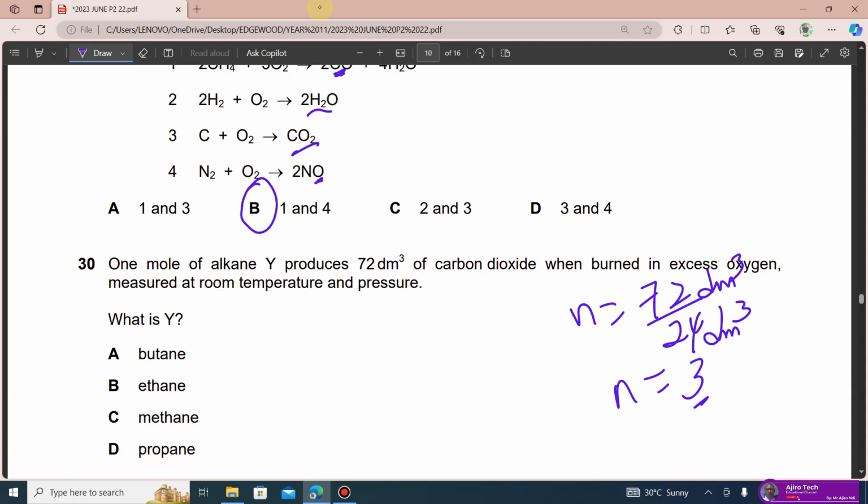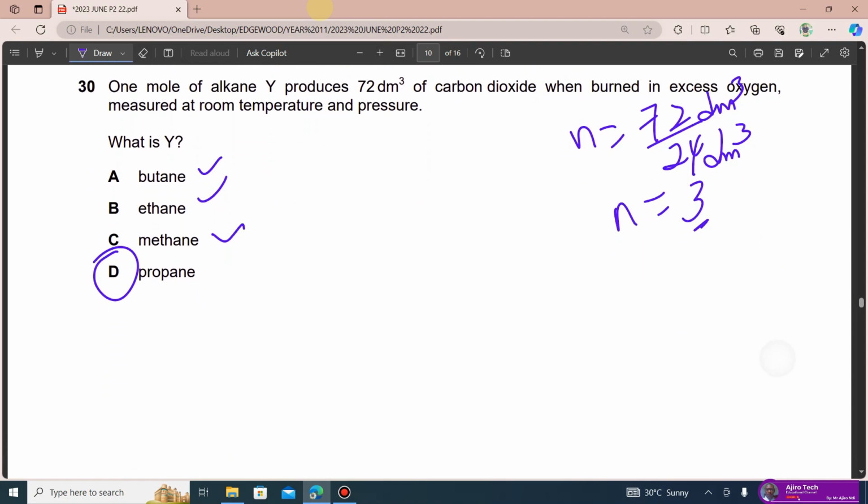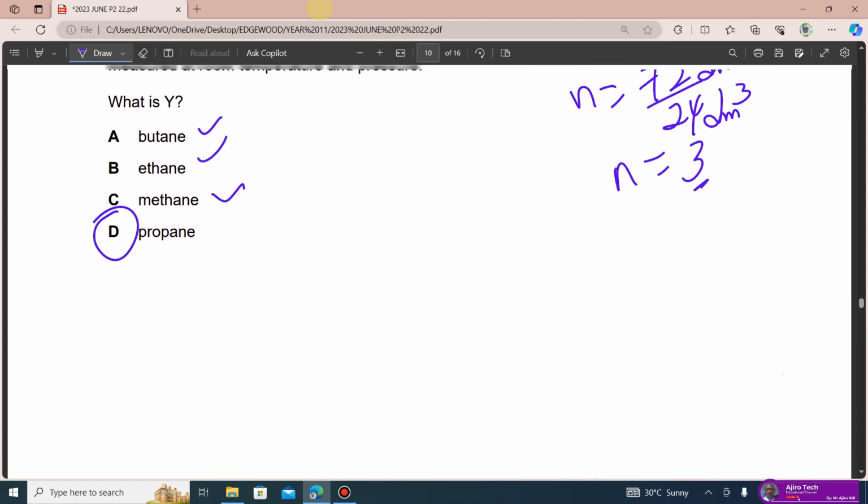So if 3 is the number of moles, you look at your options, which one is likely going to have 3 carbon atoms? You see that butane has 4, ethane 2, methane 1 carbon, but propane has 3 carbon atoms. So that is simply the easiest way to solve that.